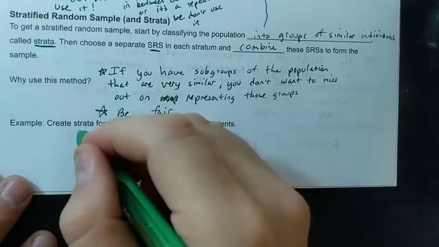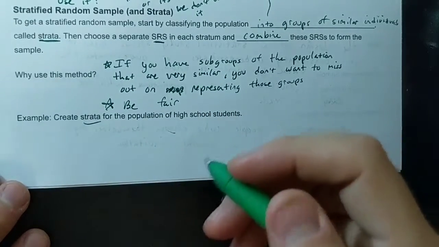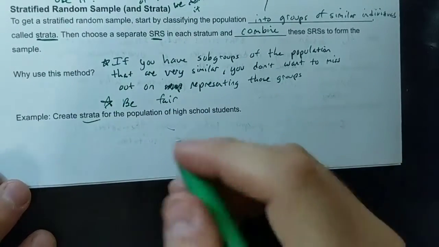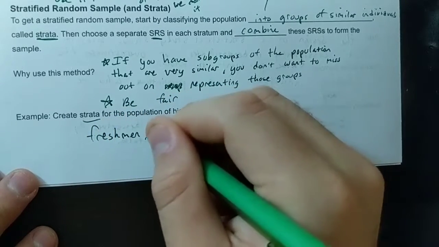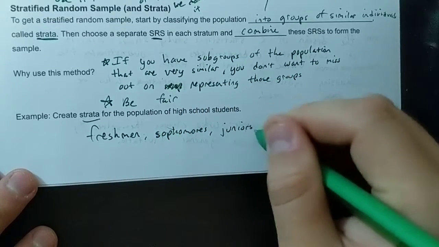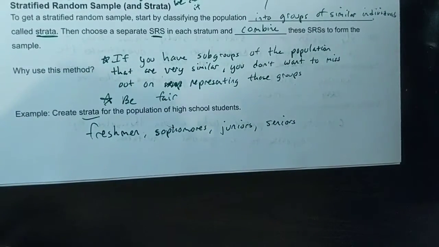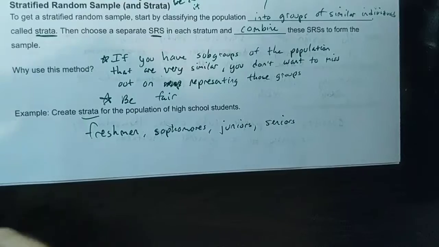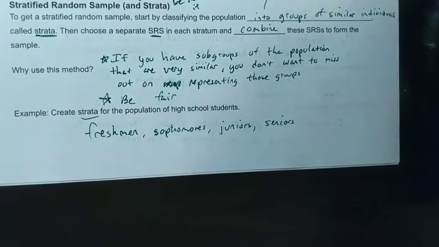For example, create strata for the population of high school students. You can do a bunch of different ways. An easy way to split this up would be into 4 groups: freshmen, sophomores, juniors, and seniors. If you wanted to prevent a senior or junior heavy sample and you wanted to make sure you got a little bit of each, you would simply just make these each strata and do a simple random sample of each group or stratum, and then combine them afterwards. That is a stratified random sample.